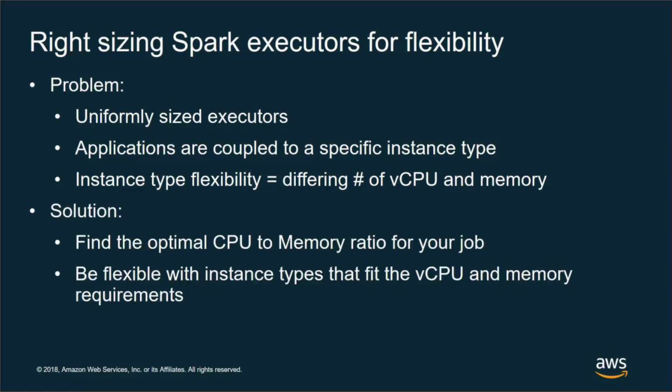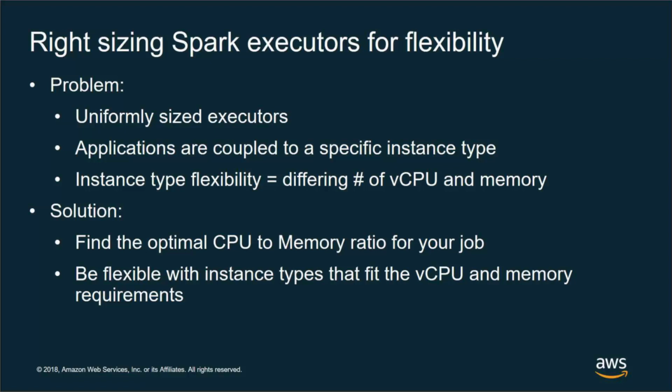So what's the solution here? If you're using very large executors, you can decrease the size of the executor many times, but still keep the same ratio of CPU and memory. This will still allow the tasks to complete their job, but you might be running more executors on your cluster, which is perfectly fine because we're increasing our flexibility and our resilience, and that just means that you need to be flexible with the instance types that fit the vCPU and memory requirements.